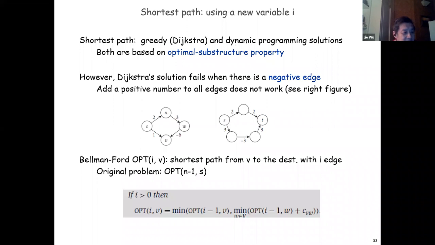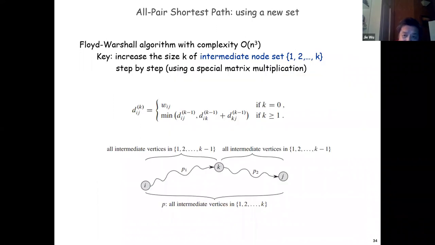Okay, I think we are running out of time, so the last example is also very interesting. You introduce another variable. Again, you make it more general to solve all pair shortest paths. All pair shortest paths means that, not like Dijkstra, which is one-to-one shortest path, for any node to any node, you find the shortest path. A naive approach is that you can use Dijkstra's algorithm applied multiple times, but it's not that efficient. A more efficient way is to find all the shortest paths between any pair of nodes with complexity n cubed.